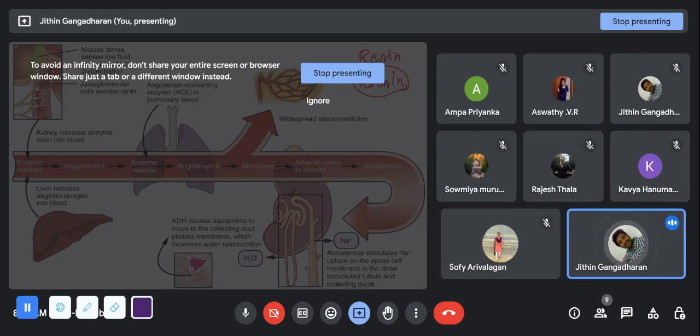It produces or secretes the renin. Okay, so when the kidney releases the renin, what is that enzyme? Renin, right? So the kidney releases renin into the blood.